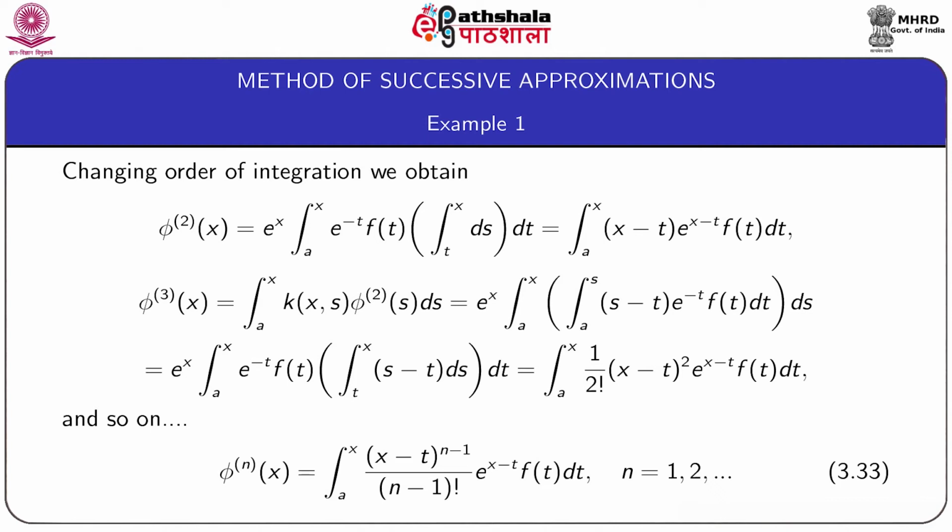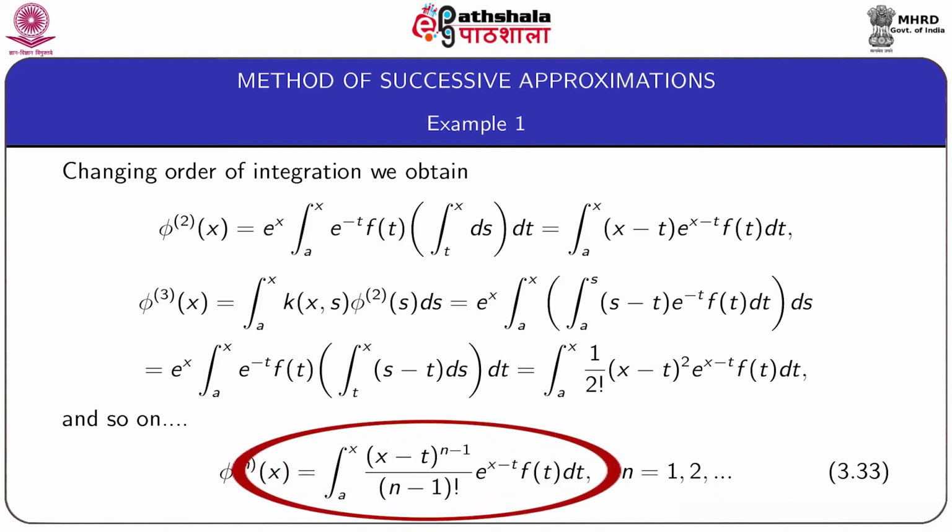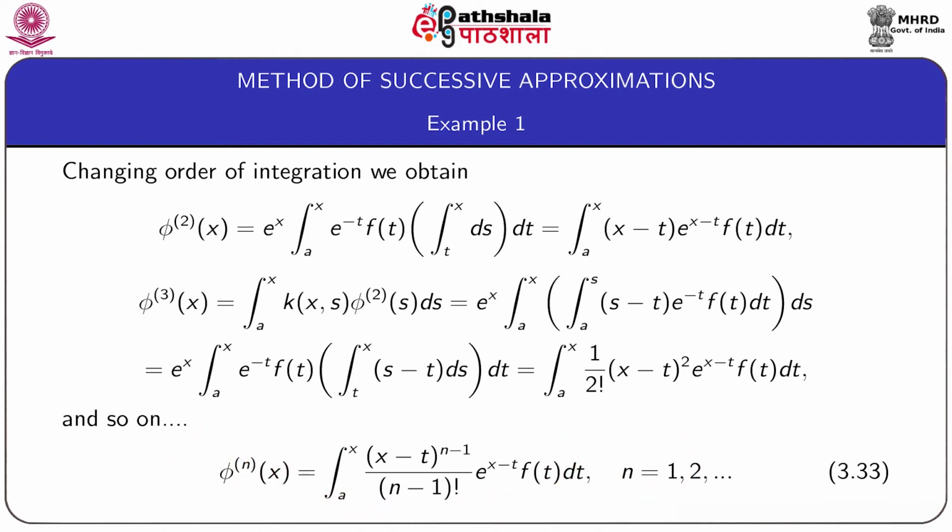If I continue in this way, we obtain phi superscript n x as integral a to x of x minus t to the power n minus 1 divided by n minus 1 factorial into e to the power x minus t f t dt. Here n runs from 1 to infinity, as given by equation 3.33.